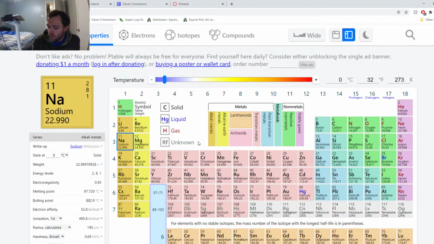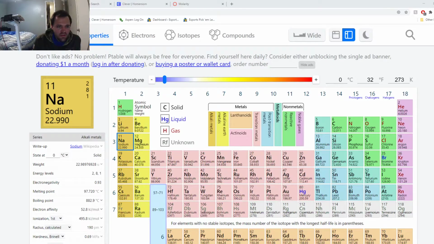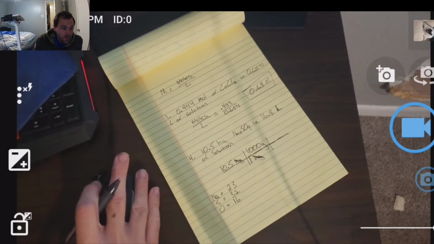The next thing that we're looking for, if we go back and look at our list here, is sulfur. So we've got to find sulfur. It's right over here on the right side, and it has an atomic mass of 32. And then our last one was oxygen, which the nearest whole number to that is 16. Okay. So we found the atomic masses of each one.